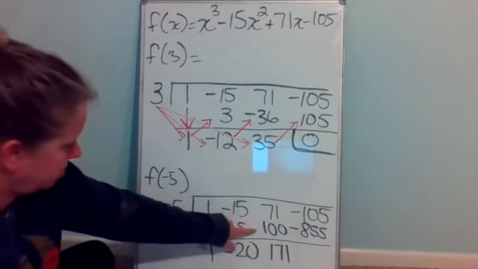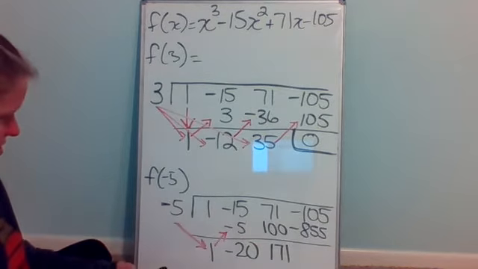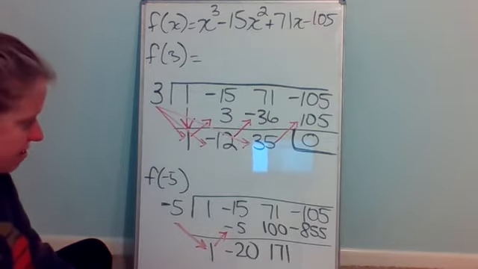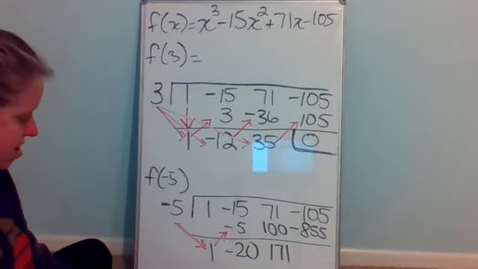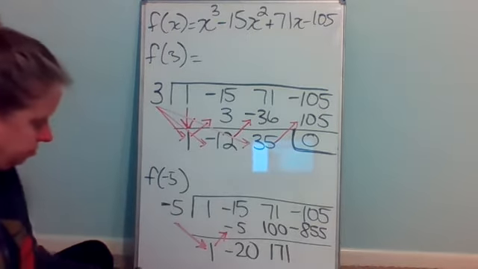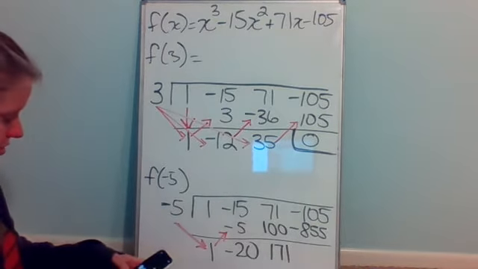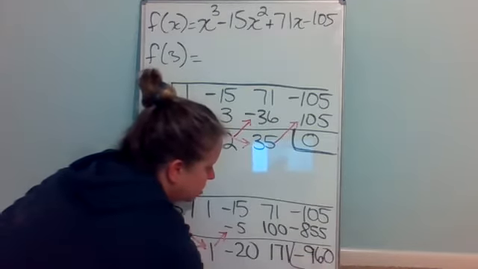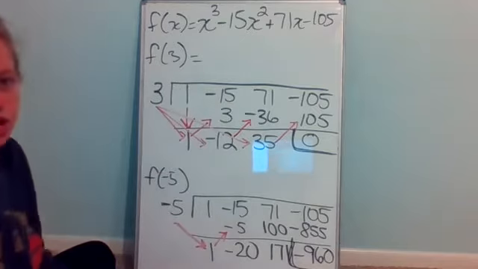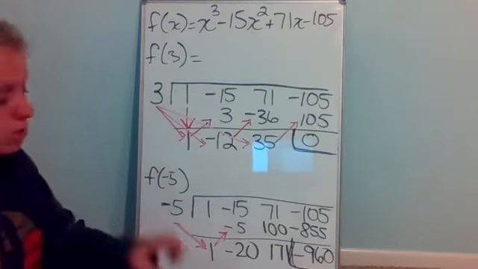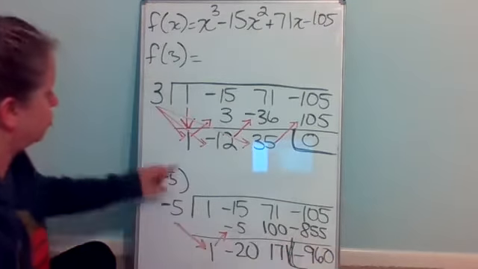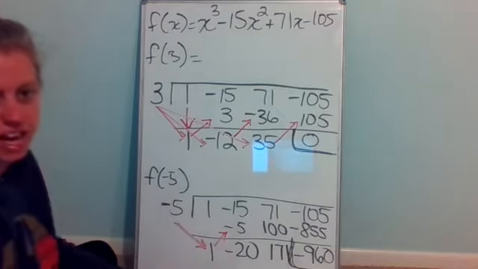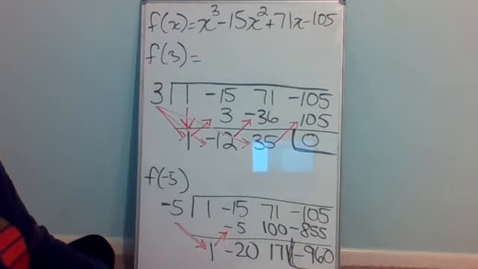Was that right? Did I do that right? 171 times negative 5 gives me negative 855. So when I add that straight down, it gives me negative 960. So this right here is your answer. That very last number, which is the remainder, is the answer to what f of negative 5 is, negative 960.